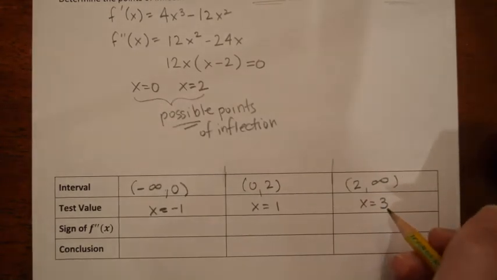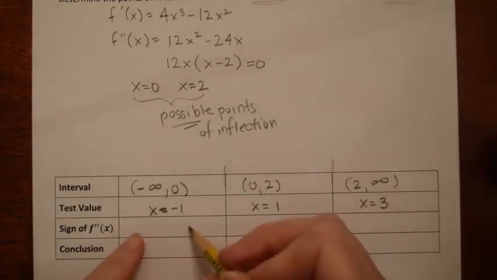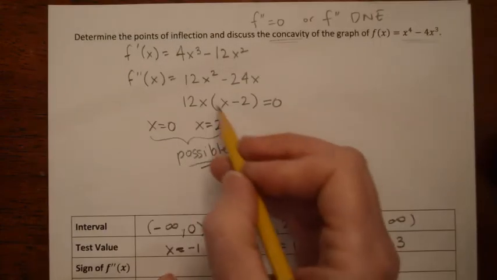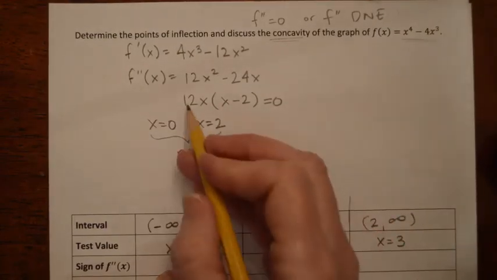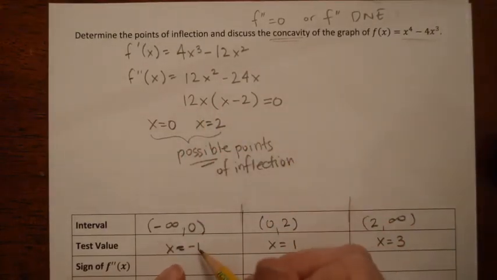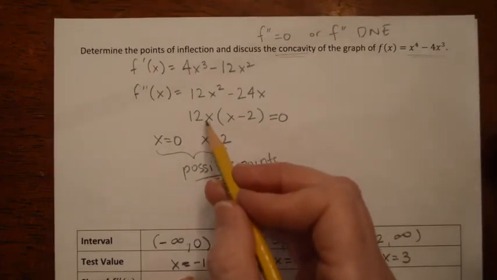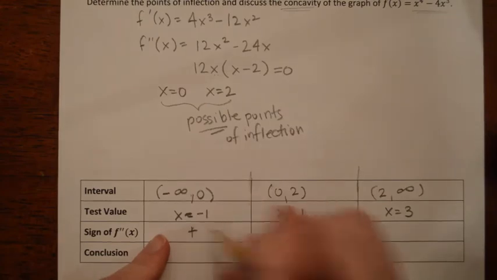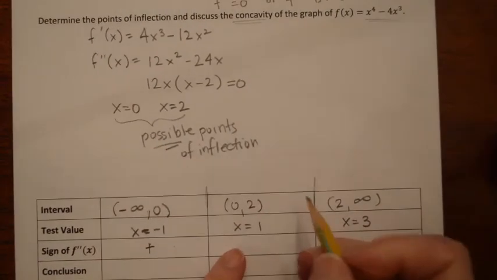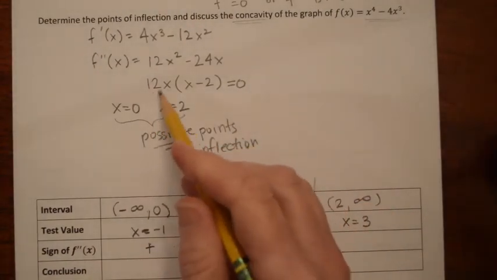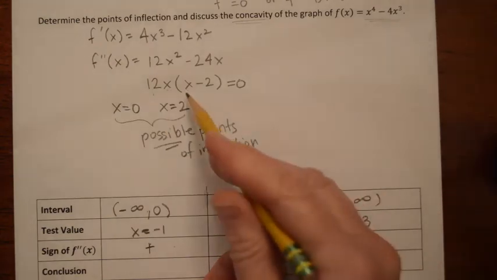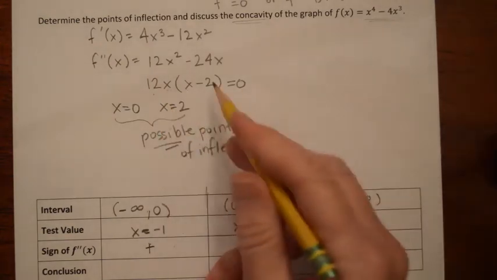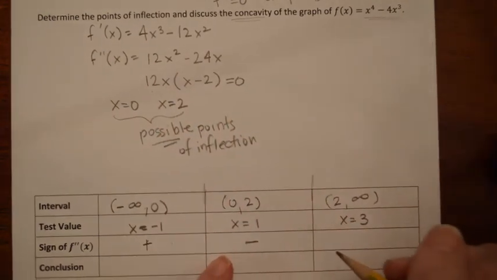All right, so let's talk about the sign of f double prime. So I'm going to use this factored form, the 12x times x minus 2. So in here we put in negative 1, we get negative, and then negative 1 minus 2 is negative. Negative times negative is positive. For the next section, I'm going to put in 1. 12 times 1 is positive, but 1 minus 2 is negative. So positive times negative, negative.